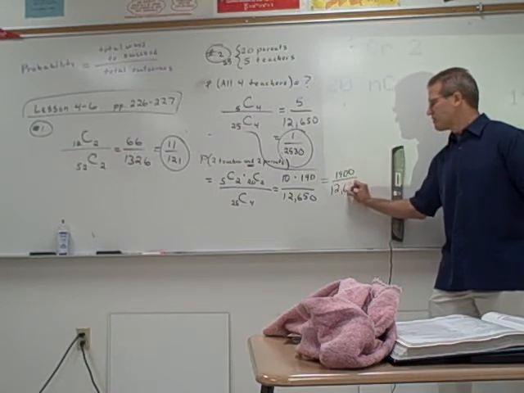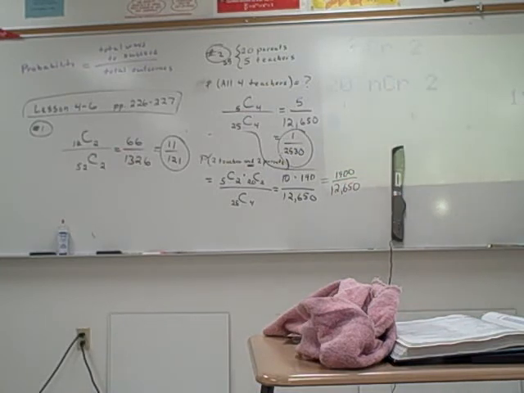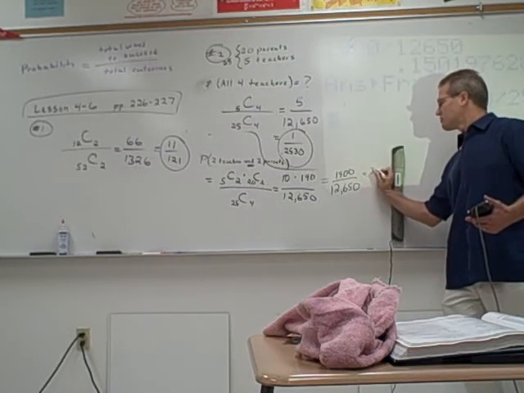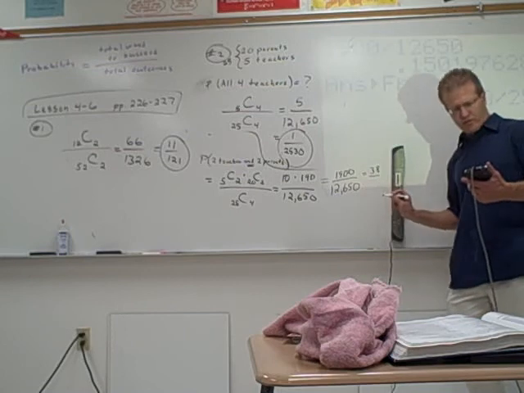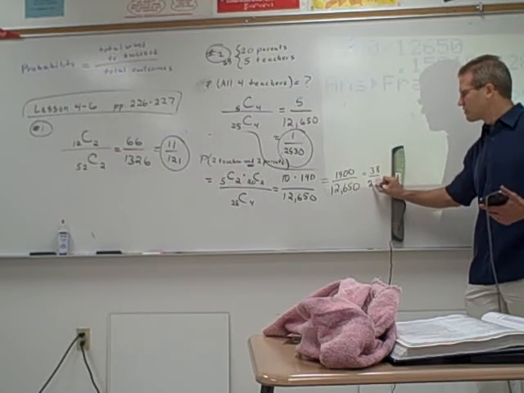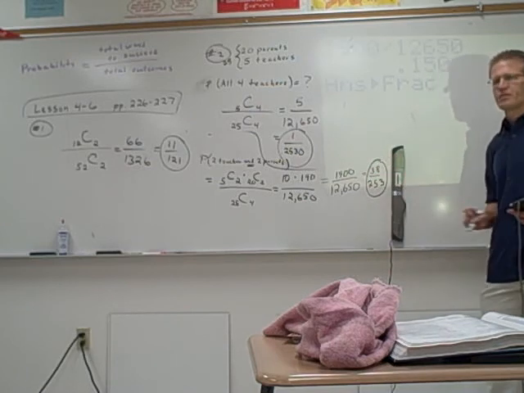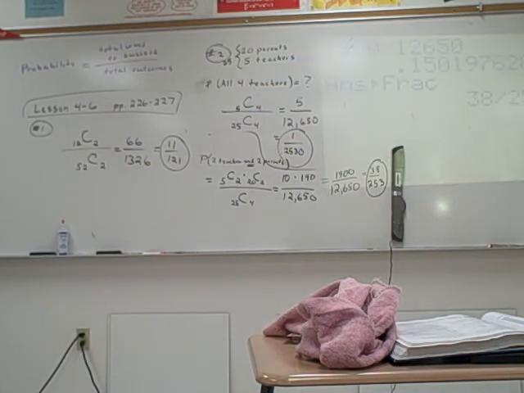Divided by 12,650. So we'll do that on our calculator. 1,900 divided by 12,650. So 0.15, about a 15% chance you'll get 2 teachers and 2 parents. As a fraction, we can push math, enter. About 38 times out of 253 times, if they formed a committee, you get 2 teachers and 2 parents on that committee. Much more likely than getting all teachers.